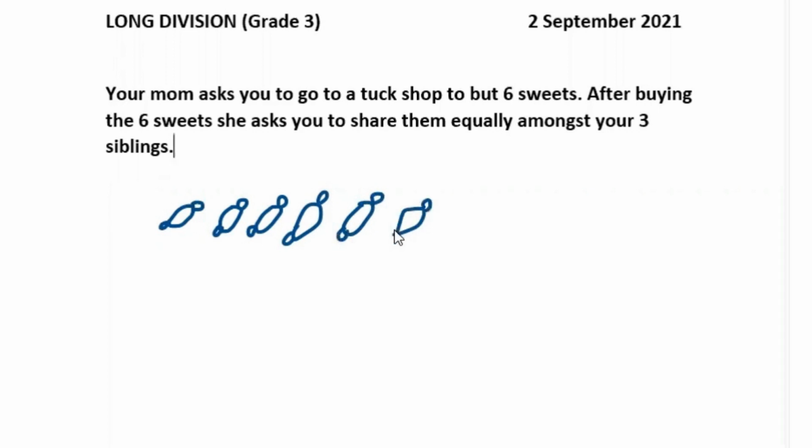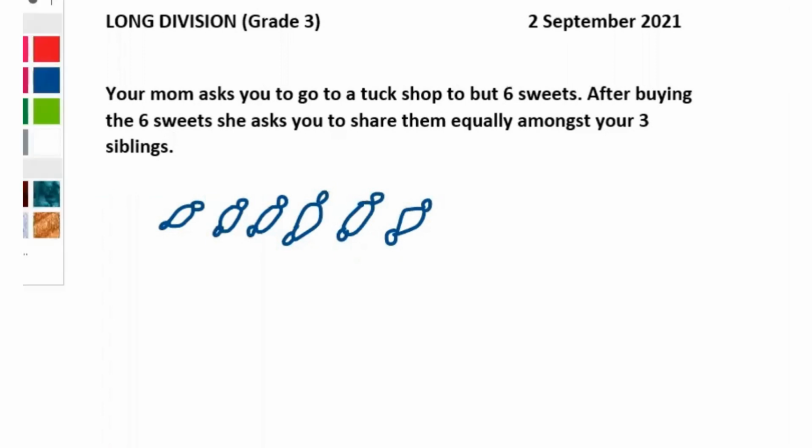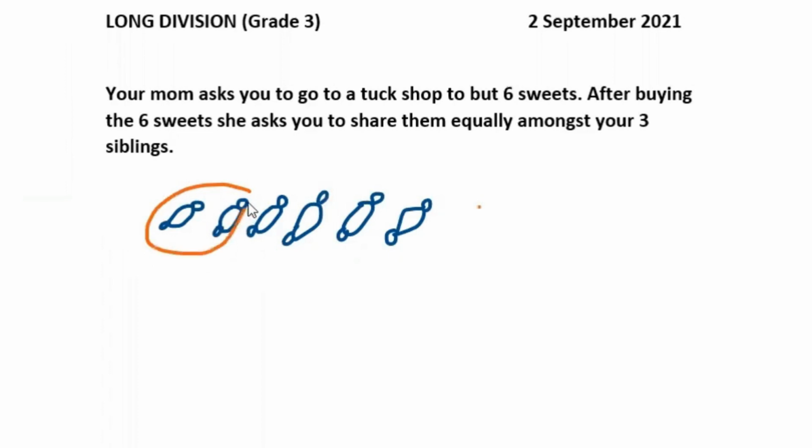Okay, so she asked you to go buy 6 sweets at the tuck shop, and she asked you to distribute the sweets equally among the 3. So when you're dividing by 3, you're actually sharing the sweets. Sibling number 1 will get 2, sibling 2 will get 2, and sibling number 3 will get 2. So when you're dividing, you're actually making a bigger number smaller.